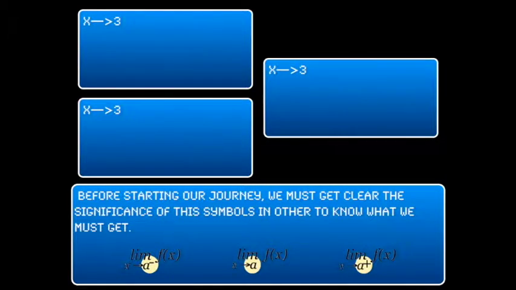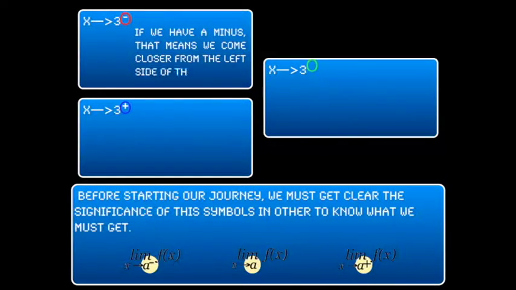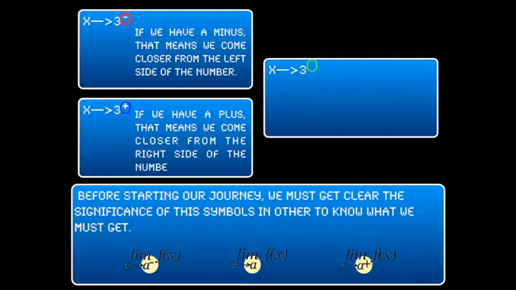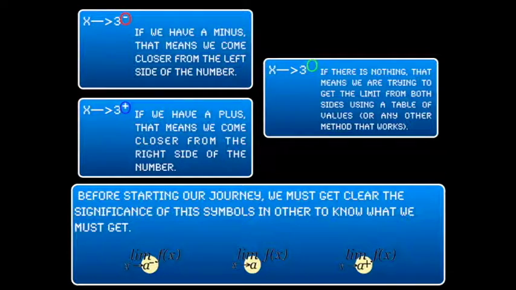Before starting our journey, we must get clear the significance of the symbols in order to know what we must get. If we have a minus, that means we come closest from the left side of the number. If we have a plus sign, that means we come closest from the right side of the number. While if there's nothing, that means we're trying to get the limit from both sides using a table of values or any other method.